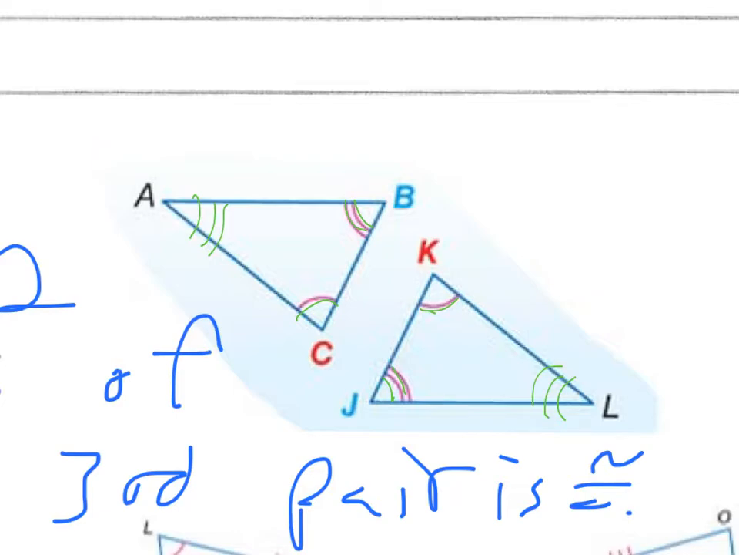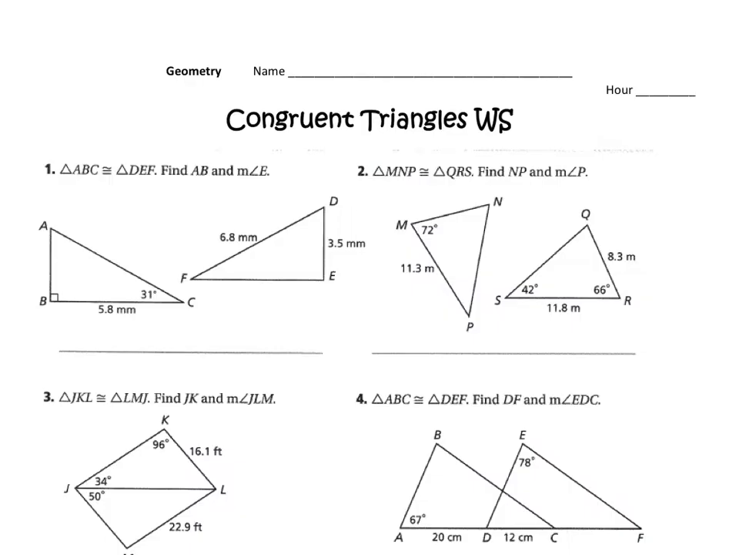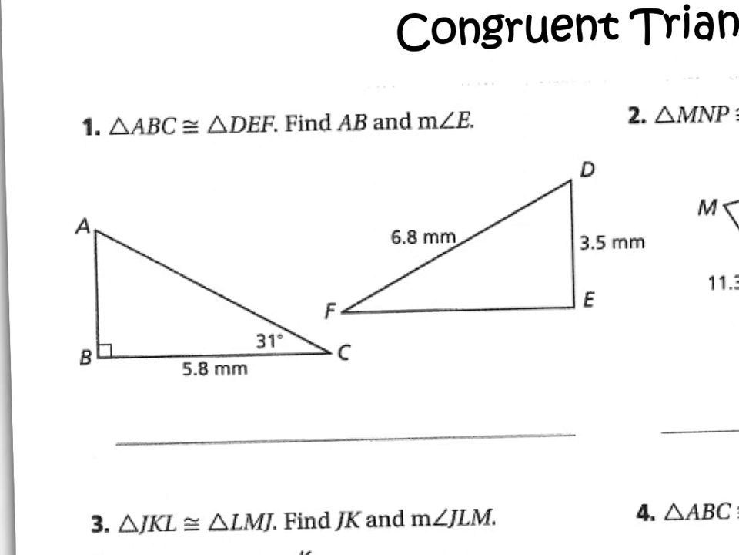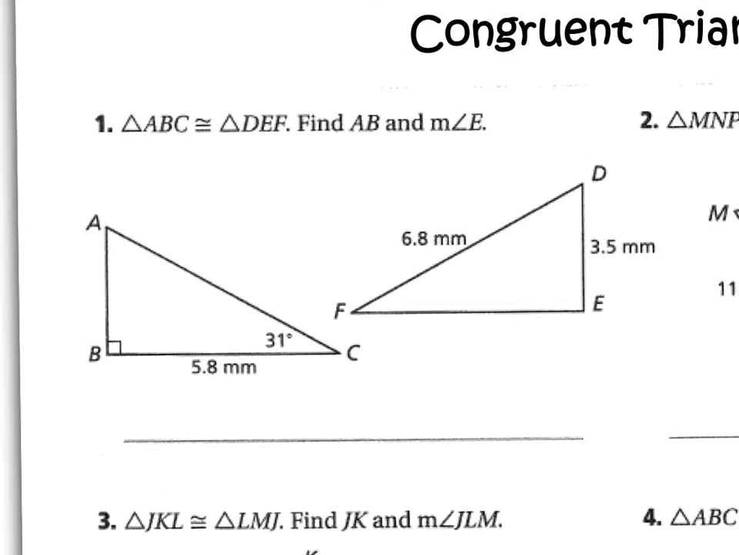Okay, let's look at the assignment. Right here, all you're going to do is use corresponding parts of congruent triangles to find the different lengths. For instance, in this one, we have these two pairs of congruent triangles. Find AB. Well, AB is this segment. It's congruent, it's the first two letters, to DE, which is this segment. Notice that DE is 3.5 millimeters. Therefore, segment AB is congruent to that, so it must have a length of 3.5 millimeters as well.